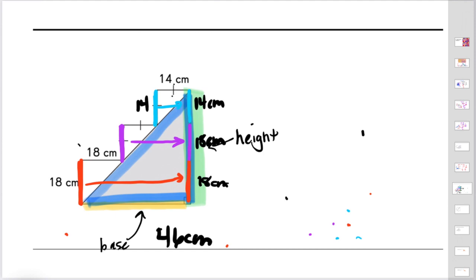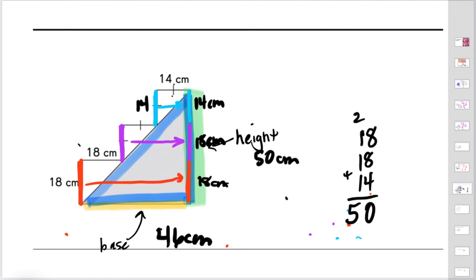So again, to find the height, we just need to combine those three lengths, 18, 18, and 14. So when we add those, 8 plus 8 is 16, plus 4 is 20, 2 plus 1 plus 1 plus 1 gives me 5. So the height would be 50.